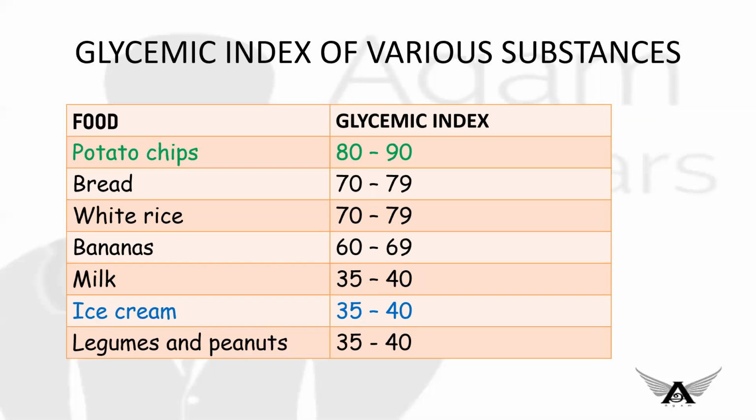Potato chips have the maximum glycemic index of 90 and ice cream has a lower glycemic index of around 35 to 40. So potato chips or tuber type of food are highly restricted for diabetic patients, and ice cream they can take once in a month or in such a range. It is not preferred, but it can be given in some range.